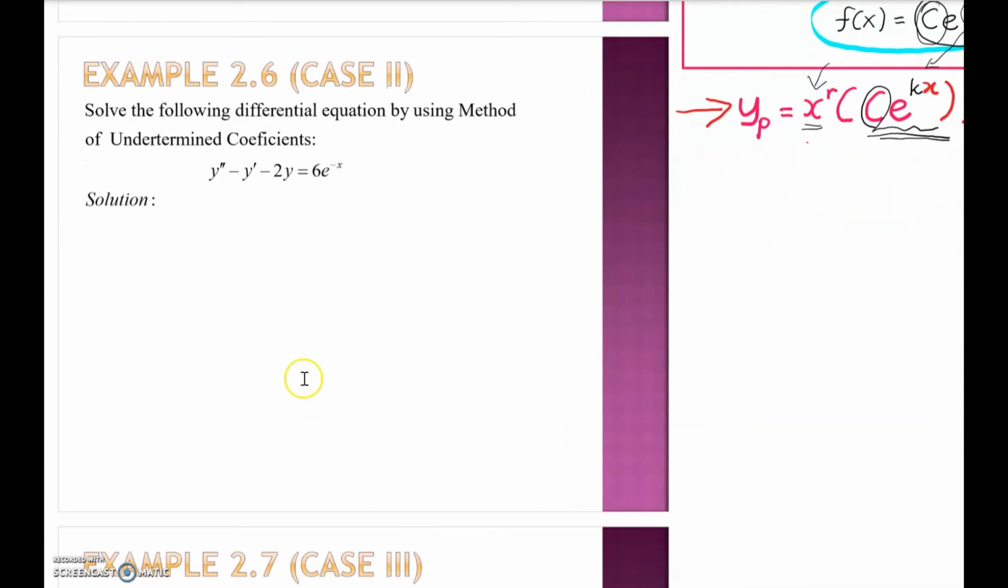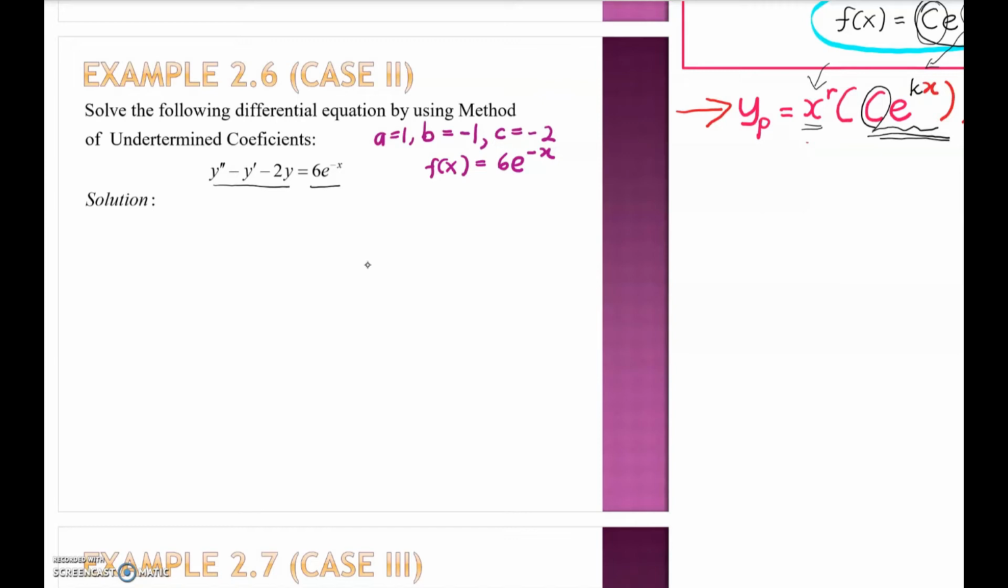So let's consider the question here. Solve the following differential equation by using the undetermined coefficient method. We have y double prime minus y prime minus 2y equals 6e^(-x). Note that our a is 1, b is negative 1, and c equals negative 2, and our f(x) is non-zero, 6e^(-x).